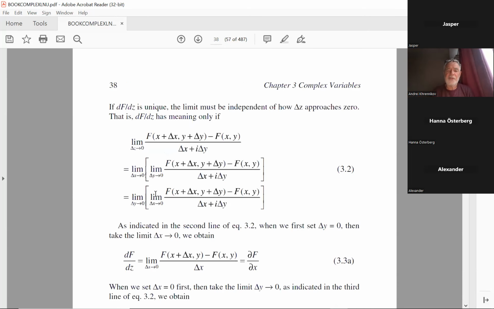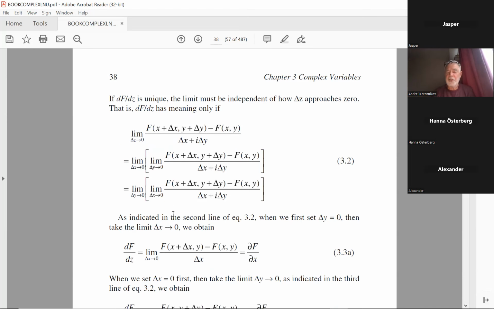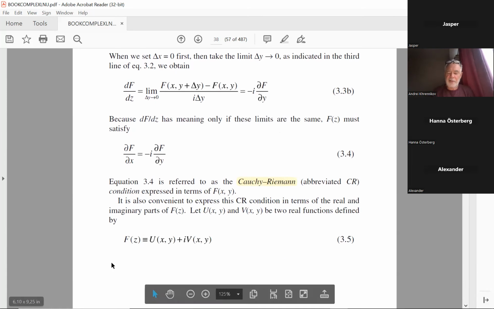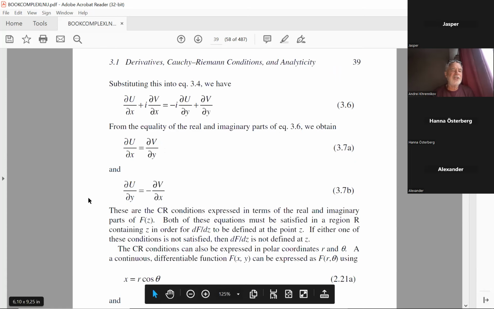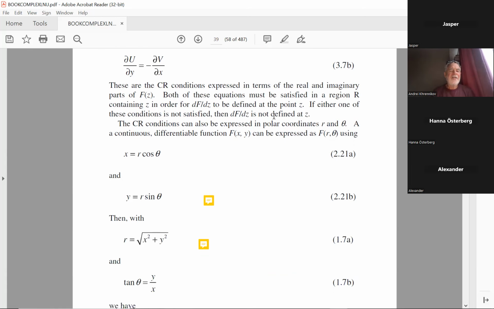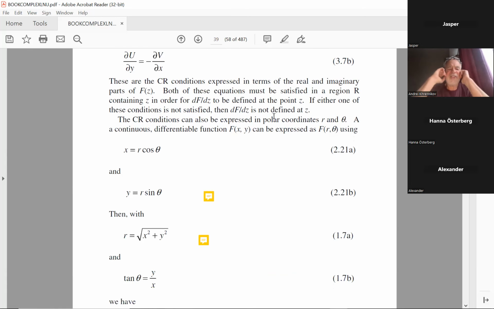And you do this very simply. You write this derivative, and then first go through the vertical line to 0 and get one derivative, and then go through the horizontal line to 0 and get another derivative. And they should be equal. Then, if you need, you can write f in this way, and you will get these Cauchy Riemann conditions this way. So these are two equations, a system of two equations.